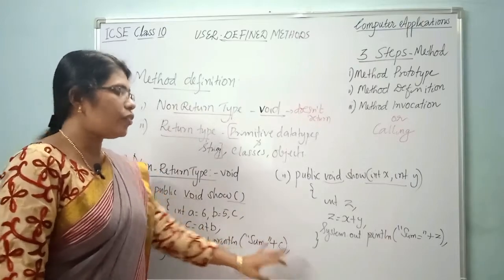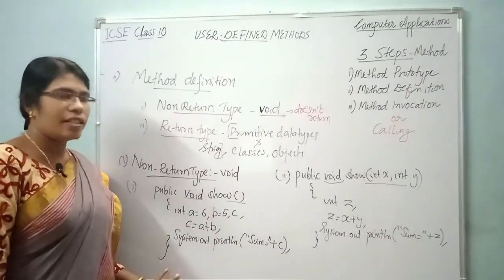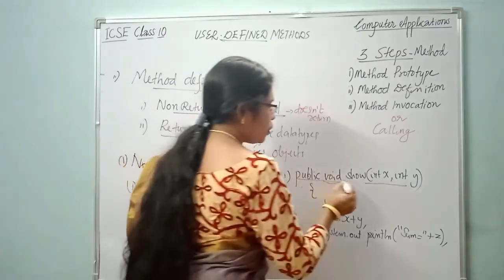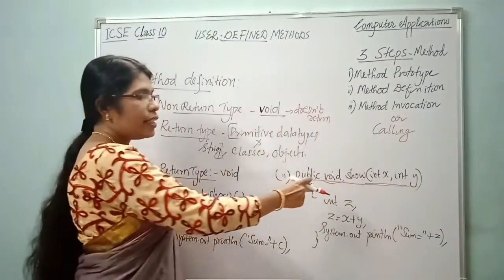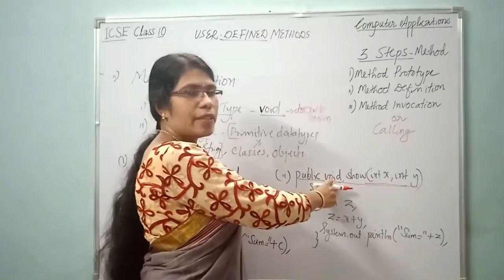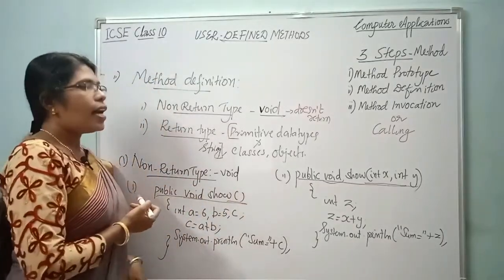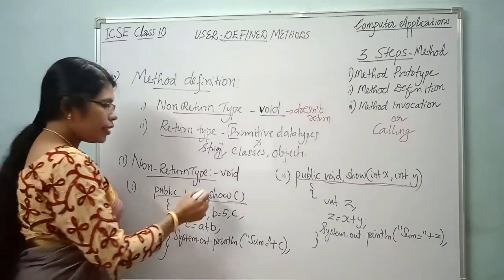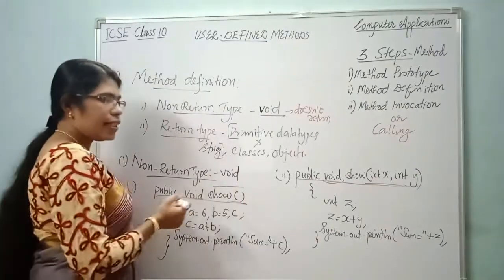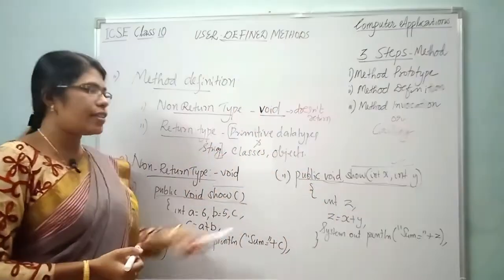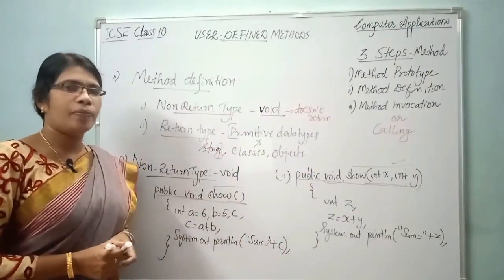So this is a method definition and this is also another method definition. And all of you know this is known as method prototype. The first line of method definition is known as method prototype. Here this is the method prototype. And which is the method signature here? Show is the method signature and show of int x comma int y is the method signature of that particular method.